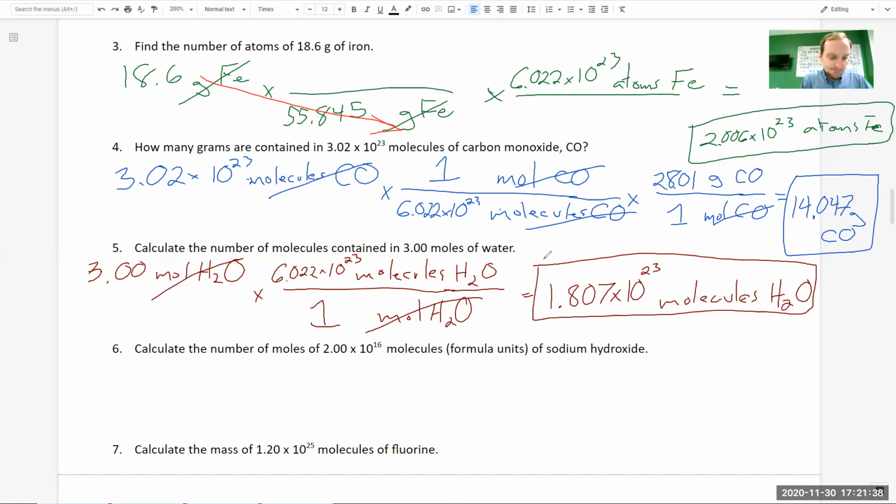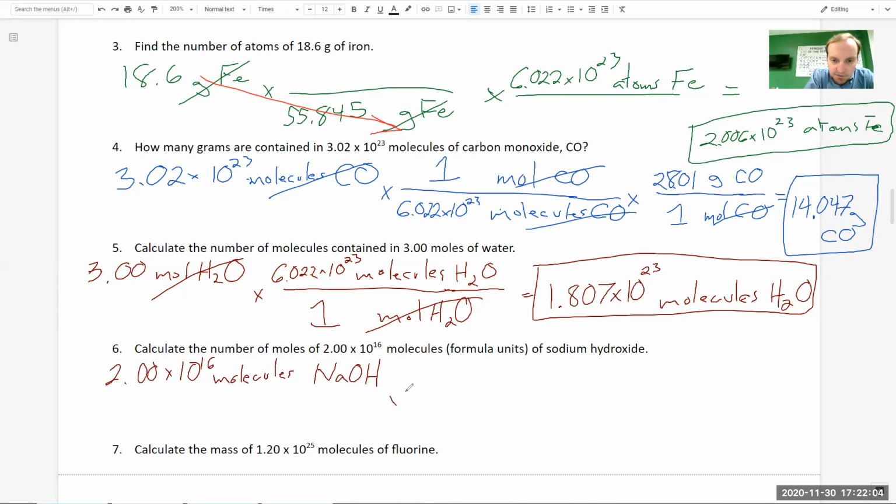Okay? The next one, number 6, which says calculate the number of moles of 2.00 times 10 to the 16 molecules. Again, do not get lazy, write out the word molecules, of sodium hydroxide, NaOH. They both have a charge of 1. Na is 1, hydroxide is -1. Cross them, it's just NaOH.